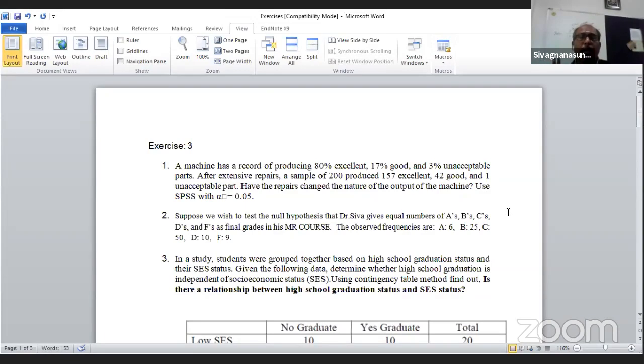So what is my observed frequency? A is 6, B is 25, C is 50, D is 10, and F is 9. 9 students have got F grade. And what is my expected frequency? There are 5 letter grades: A, B, C, D, and F. If I say all are equal, all are supposed to be 20. The expected frequency is 20 for all the grades. So how to test that?